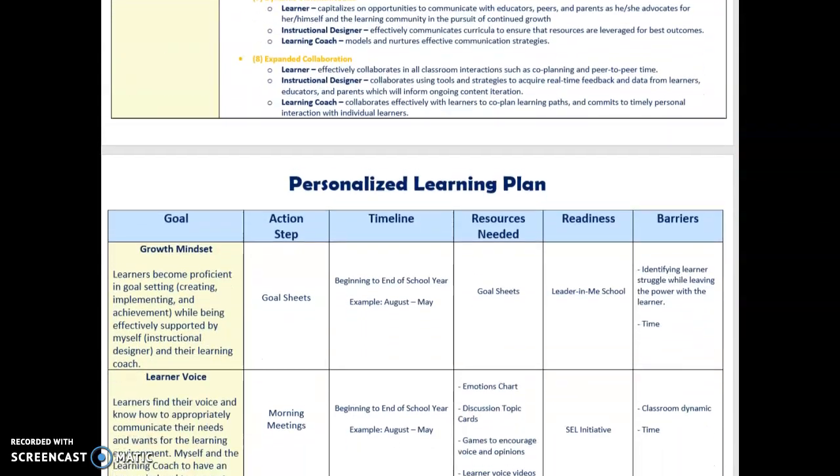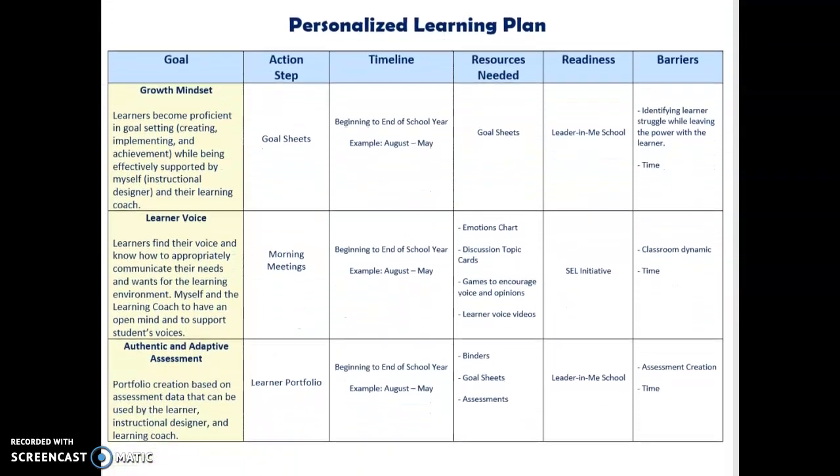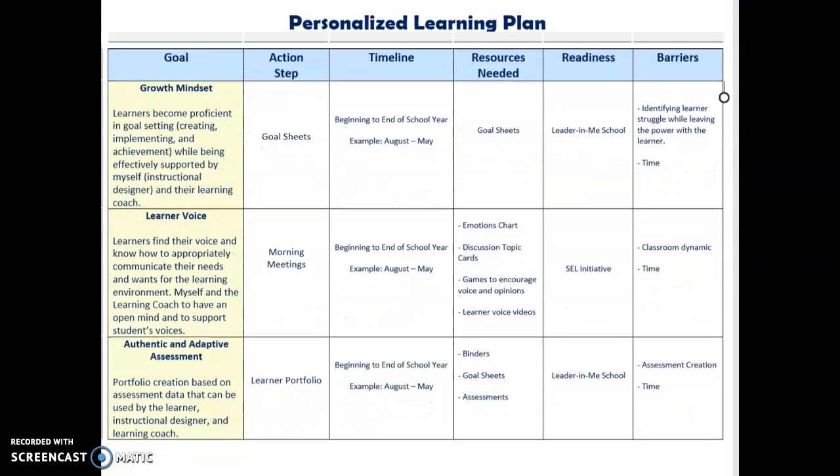So let's go ahead and get started. Here is my personalized learning plan. And as you'll notice, this is a very broad looking plan because this is a very fluid document, meaning it is subject to change, be added to, or taken away. So first, let's talk about the growth mindset goal.